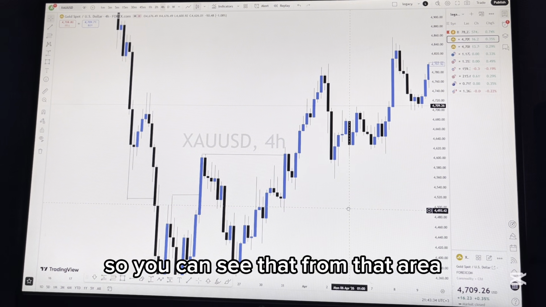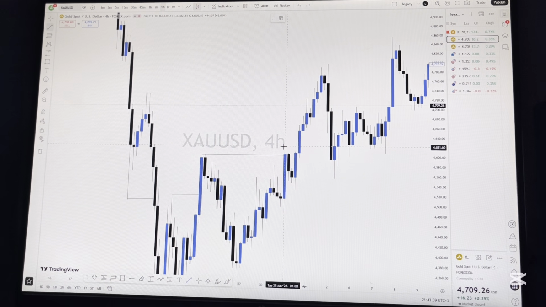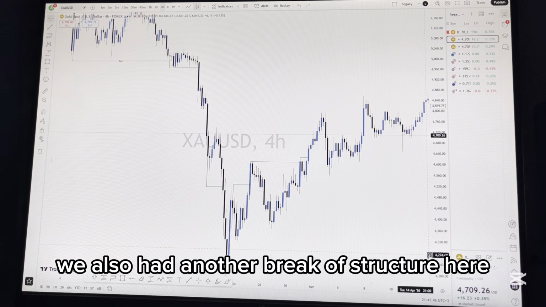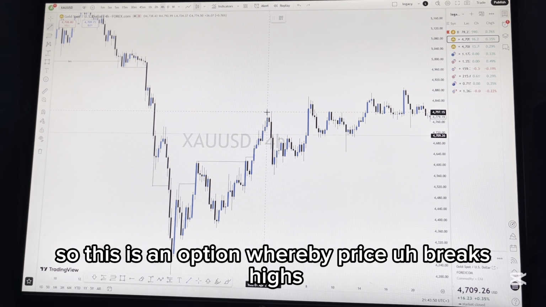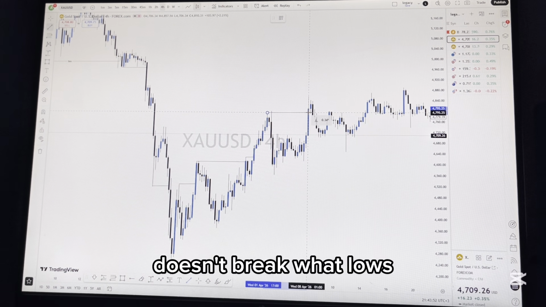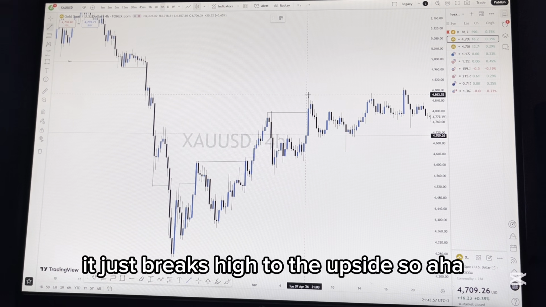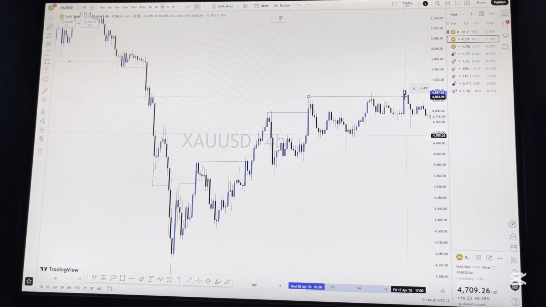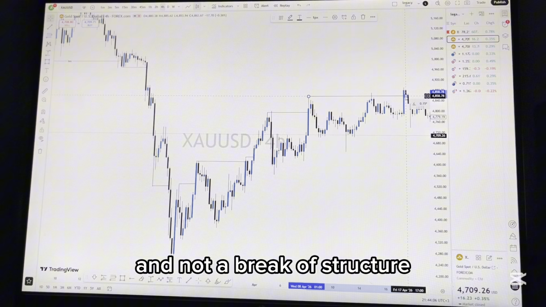So you can see that from that area, we also had another break of structure around here. We had another break of structure. We also had another break of structure here. So this is an uptrend, whereby price breaks highs and doesn't break lows. It just breaks highs to the upside. So this is a very good example here, guys, to confirm a valid break of structure and not a break of structure.